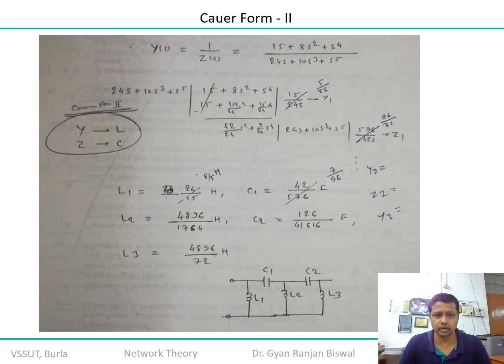L2 you are getting 4896 upon 1764. Okay, you simplify it, I am leaving it up to you. C2 you must get 126 upon 41616, and L3 you must get 4896 upon 72. Okay, so you arrange in this form because remember it is an admittance function. So the first component you will get is the shunt component. So you are getting L1, then the series component, the capacitance, because you have to arrange in the form of form 2. So it is C1, then L2, C2, and L3.